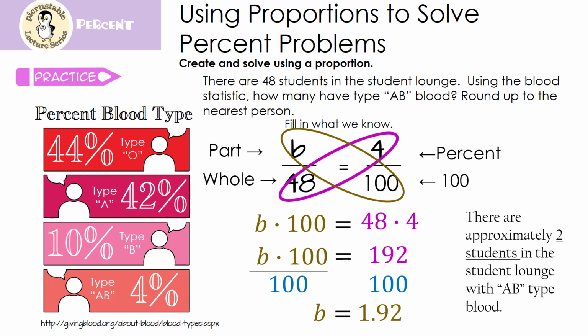There are approximately 2 students in the student lounge with AB type blood. Once again, 1.92. Well, that's my answer, but it doesn't make sense. So 0.92 of a person, that doesn't make sense. So we're going to say 2 people.